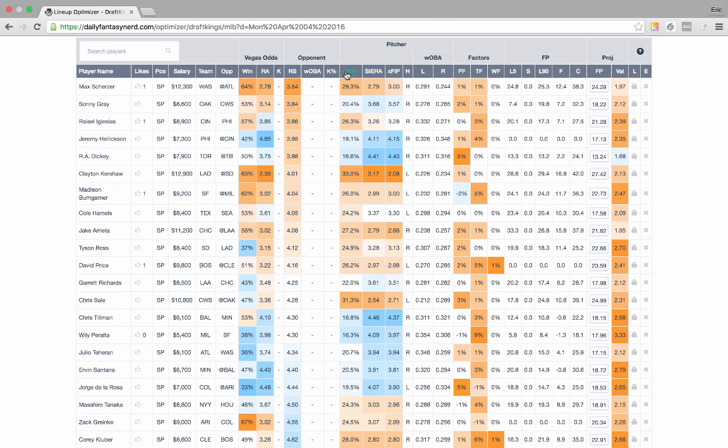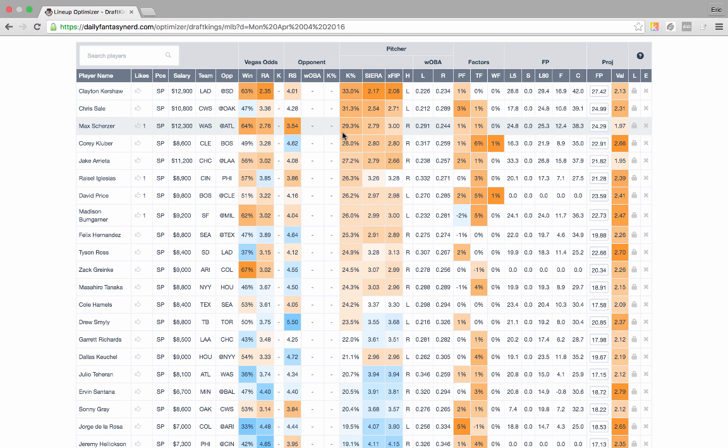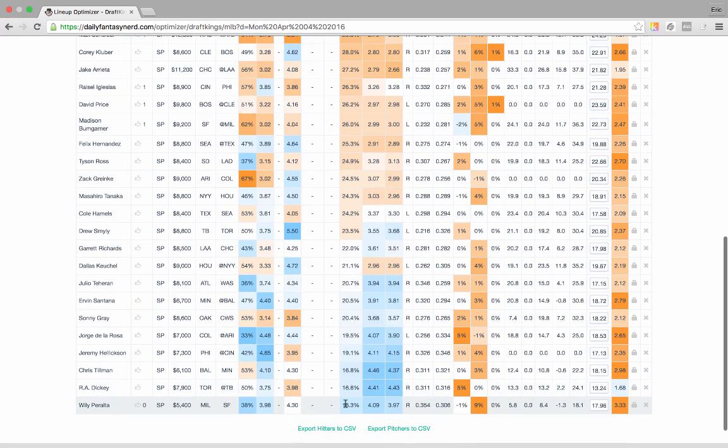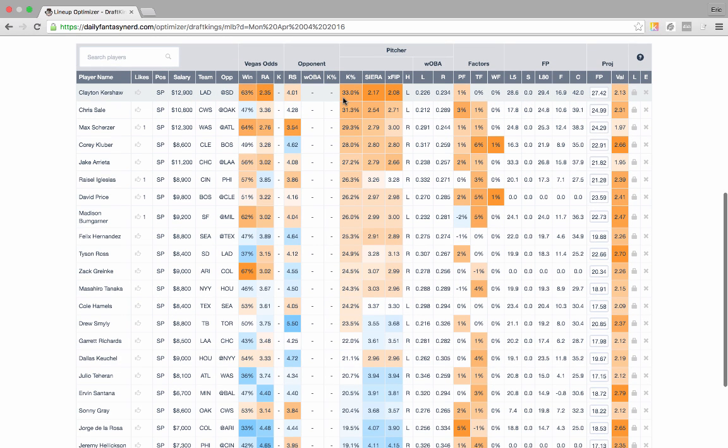Over here we have the pitcher strikeout rate. So if you sort by this, you'll figure out which pitchers have the highest likelihood of racking up strikeouts, and similarly who has the lowest chance of striking out hitters. Strikeouts are, I would say, the king stat to look at for pitchers, because it really creates the situation where you have a higher floor as well as higher upside.